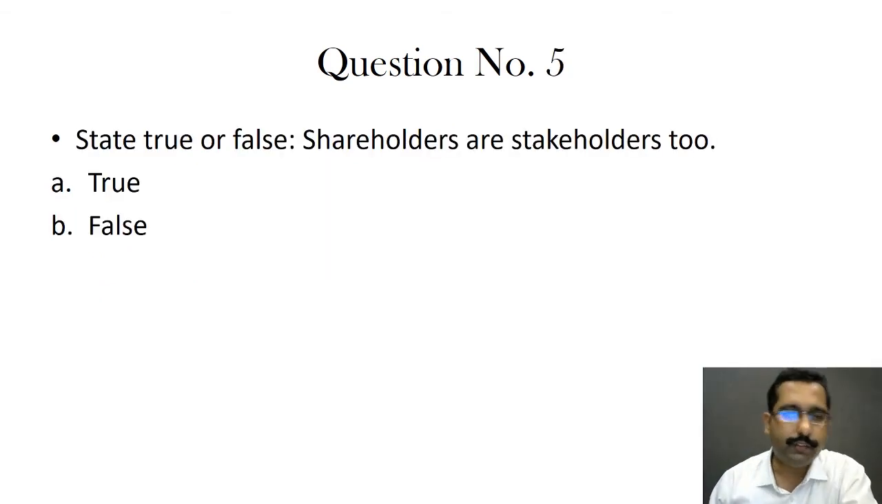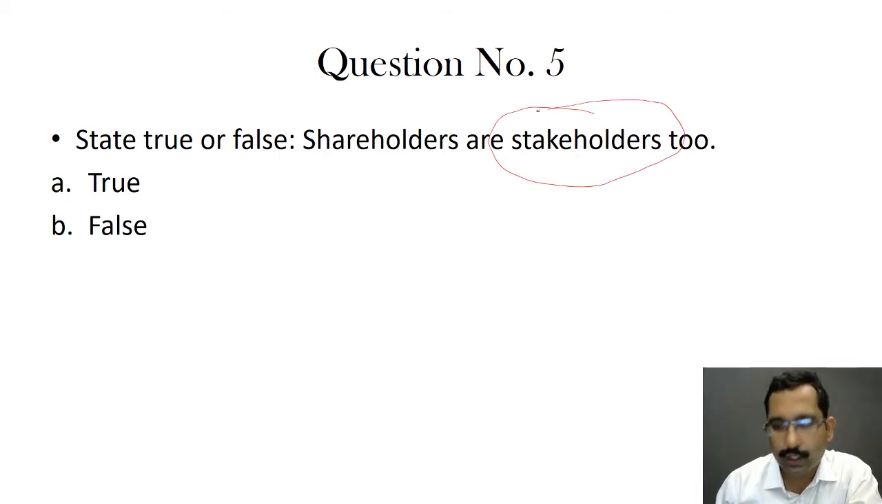The fifth question is: state true or false, shareholders are stakeholders too. Here we need to understand the concept of stakeholders. Anybody who has any sort of relation with a business becomes a stakeholder. Customers, investors, suppliers, vendors and employees are collectively called stakeholders. Shareholders are people who have invested capital in the business, so they can be referred to as stakeholders. This statement is true, so the answer is option A.